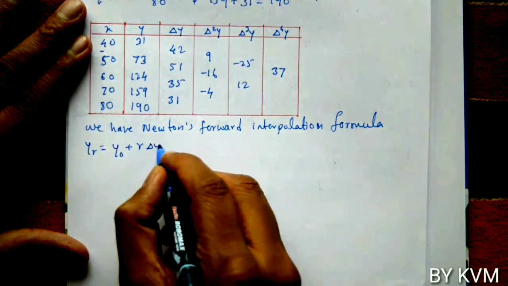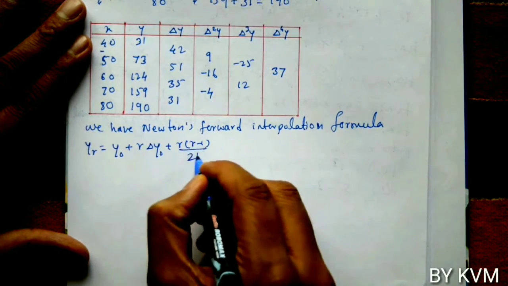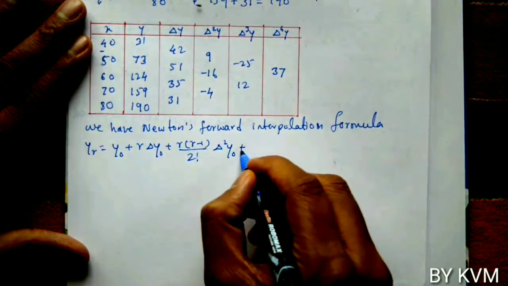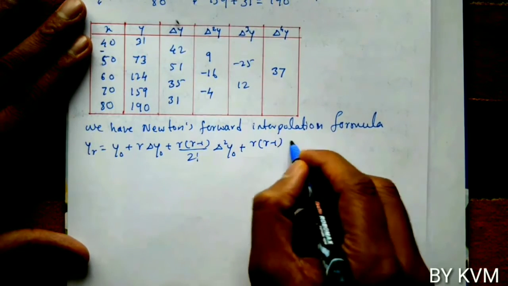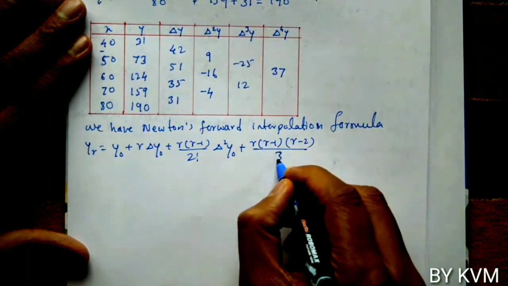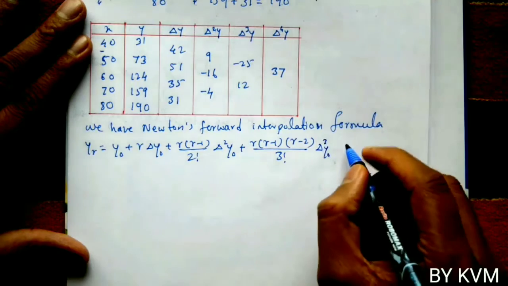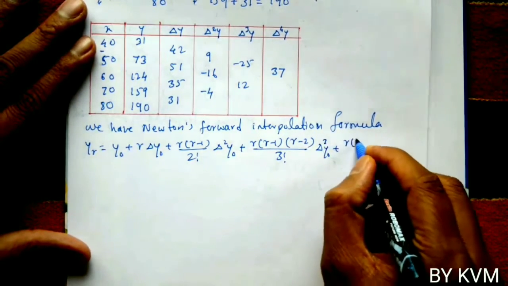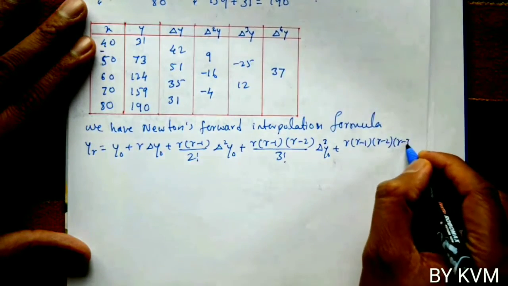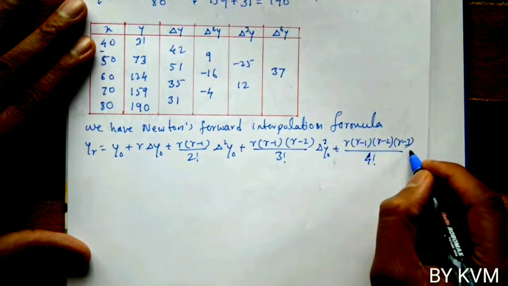So we know the formula: y r equals y naught plus r into delta y naught, plus r into r minus 1 by 2 factorial into delta square y naught, plus r into r minus 1 into r minus 2 by 3 factorial delta cube y naught, plus r into r minus 1 into r minus 2 into r minus 3 by 4 factorial delta power 4 y naught.